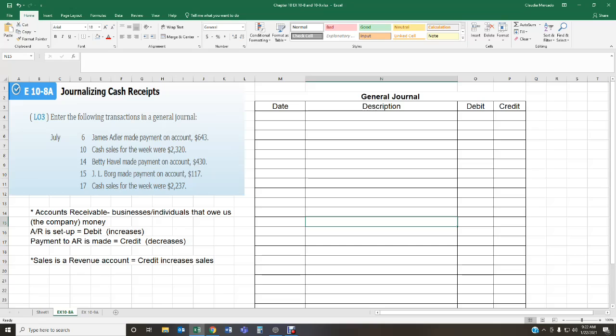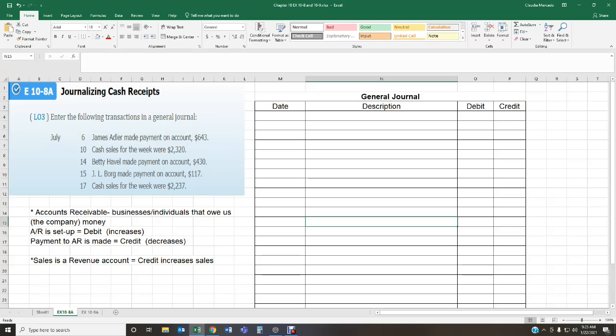So July the 6th, what happened on July the 6th? On July the 6th, James Adler made a payment on account, $643. So James made a payment. He owed someone money and he made a payment of $643. We are the company that is receiving the payment. James owed us money. We are receiving the money from James. So this is where you're talking to yourself, even though it might sound that you're a little bit crazy, but then you ask yourself, what's happening here? Well, James is making me a payment. He sent me a check for $643 to pay his balance.